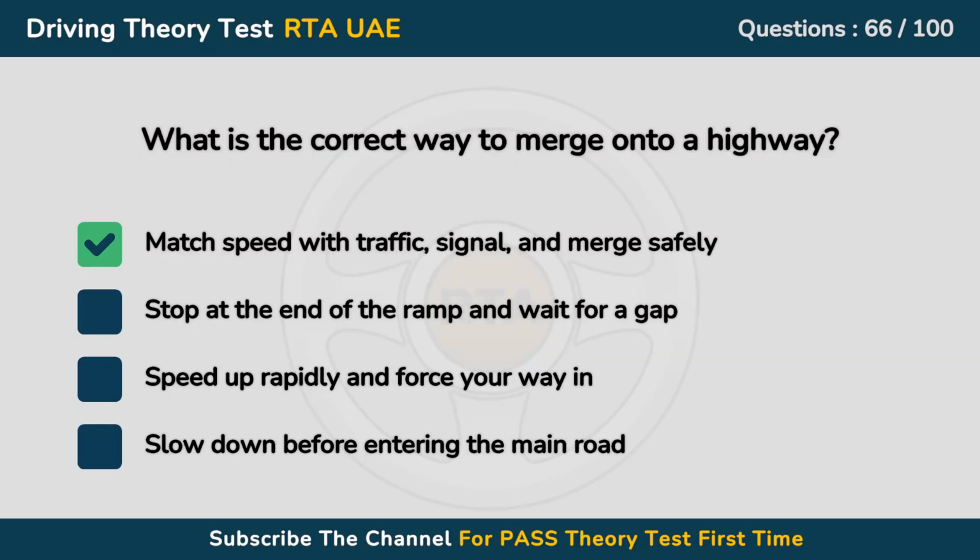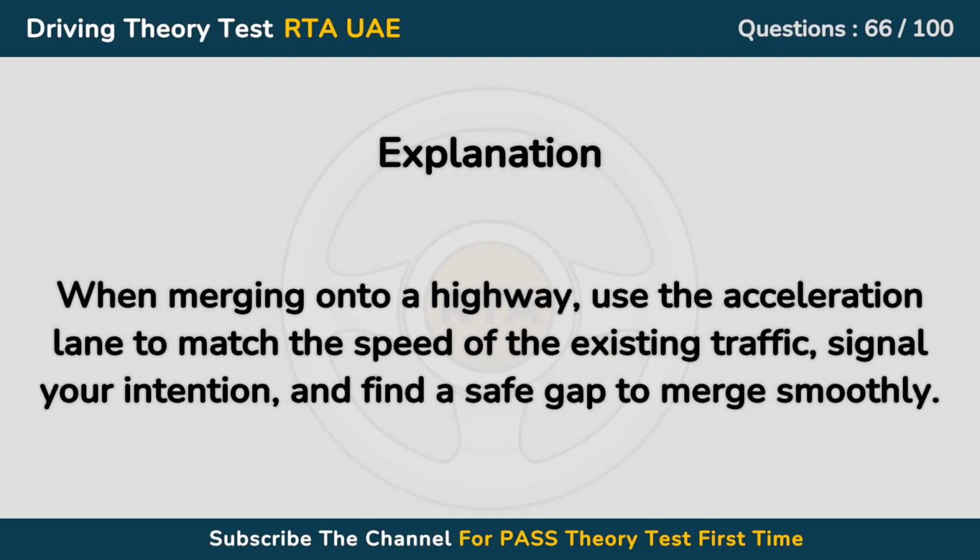Answer is A. Match speed with traffic, signal, and merge safely. When merging onto a highway, use the acceleration lane to match the speed of the existing traffic, signal your intention, and find a safe gap to merge smoothly.